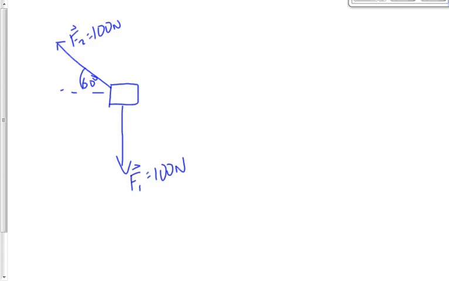Okay, your challenge here, or your task, I should say, is to find the net force acting on that object. The net force including direction. Okay, we'll give you a couple minutes now, and then we'll take a look at it. All right, let's have a look at this.